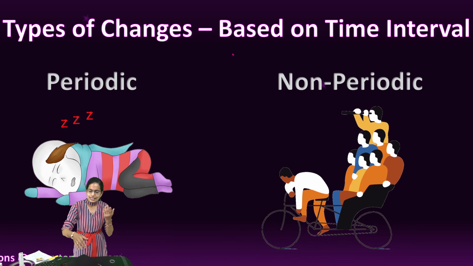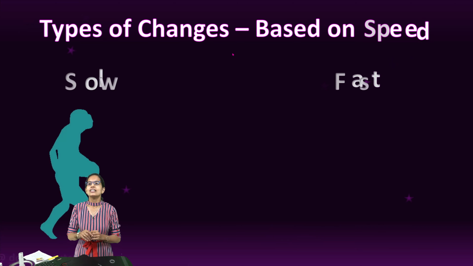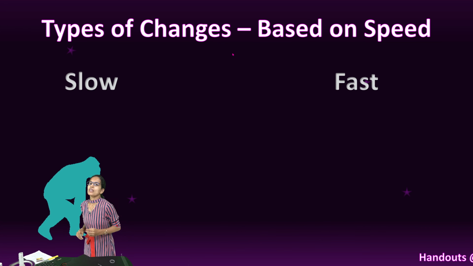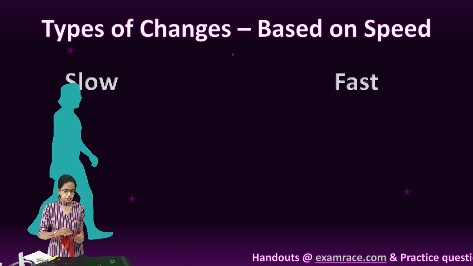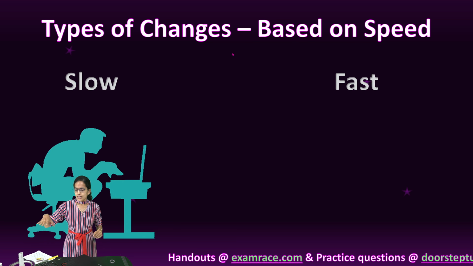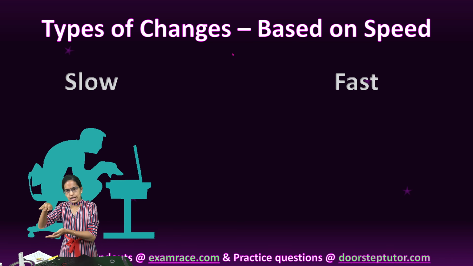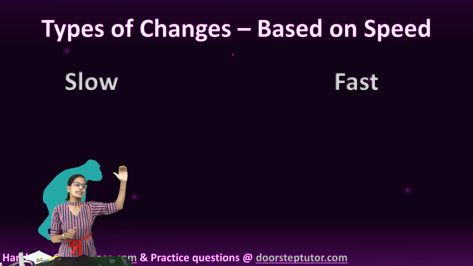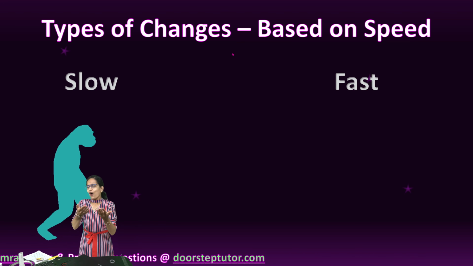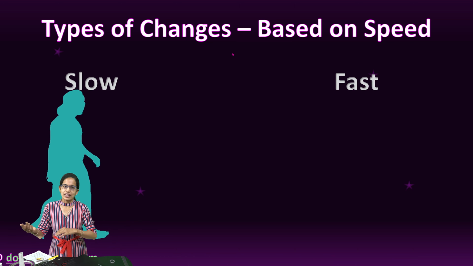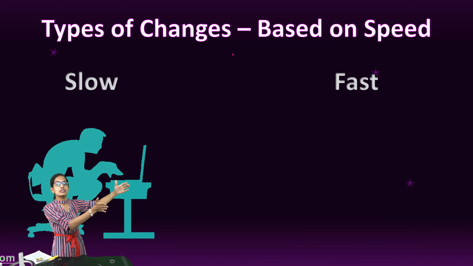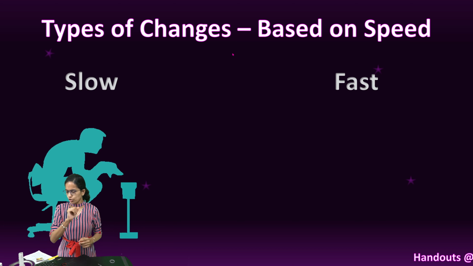Now, the next classification that we understand is based on speed. Based on speed, it can be a slow or a fast change. For example, a child grows from a little baby to an adult and then to an old age person. Or we can have another example, our evolution from primates. So, human beings evolved. Again, a slow change.